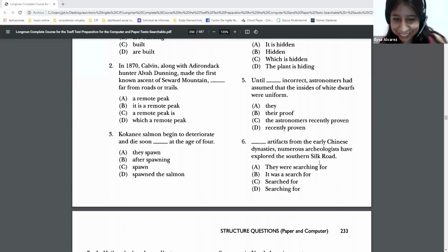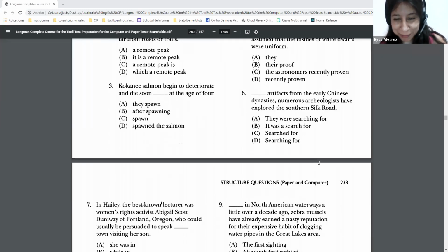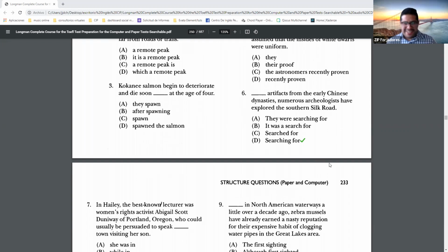Let's go with number six. The number six, I chose the letter D. Letter D, letter C? Yes, correct. Very good. Why? I don't know. Okay, let me explain it. Let me check. Explain it.